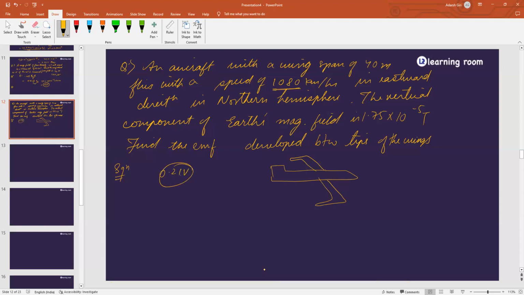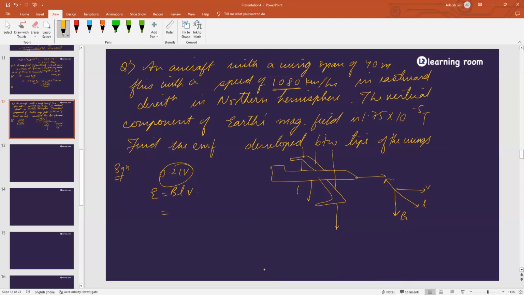Let us say that this is our airplane and it is flying horizontally, and the perpendicular component of Earth's magnetic field is going down like this. So we can assume that the movement is in the forward direction, the magnetic field is going down, and this is our length. All three are perpendicular to each other, L, V, B. So we know that EMF is equal to BLV.